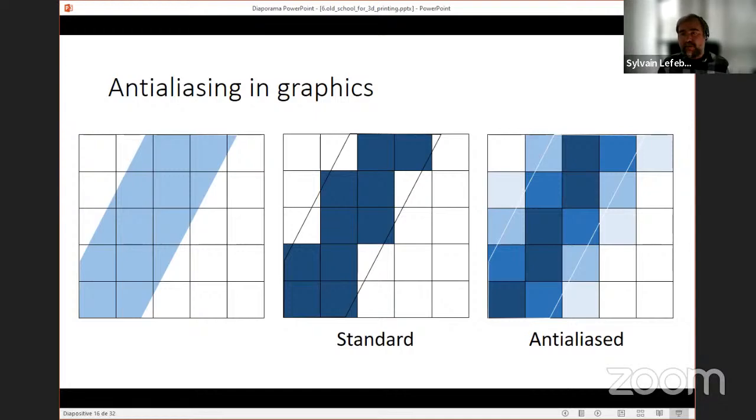And as we know in graphics, a better way to do that is to consider the integral over the pixel and to see what is the coverage of the polygon within the pixel so that you will put the color that corresponds to the ratio of coverage. And this generates the anti-aliased image that you have on the right.